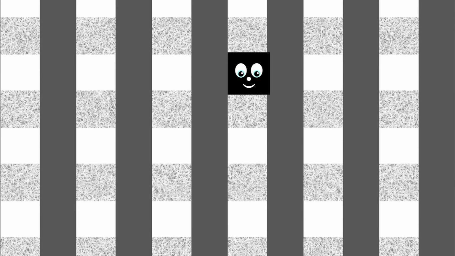All gone. What is it? What is it? What is it? It's a square.